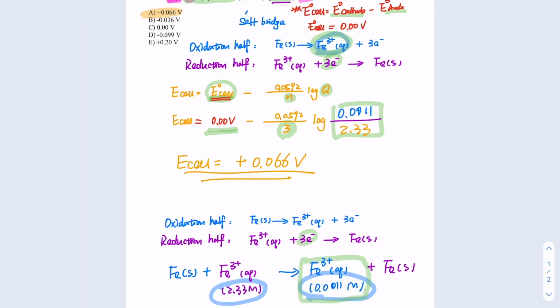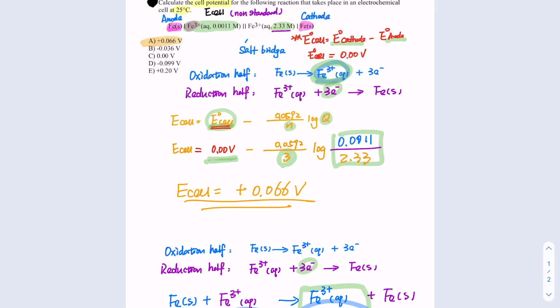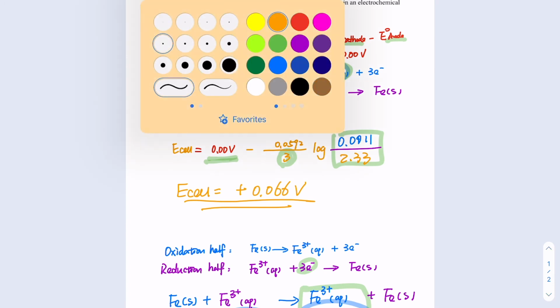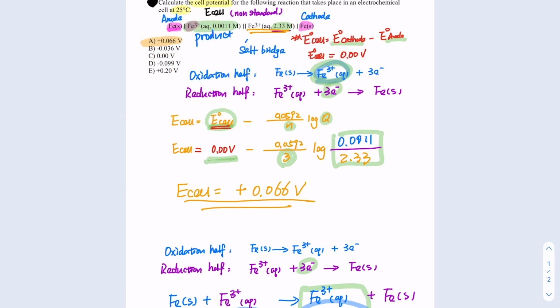So that blue one is going to be part of your product. And the electrolyte on the reduction half is going to be part of the reactant. If you're clear about that, Q should now be very easy. You go products over reactants, and then you're good.